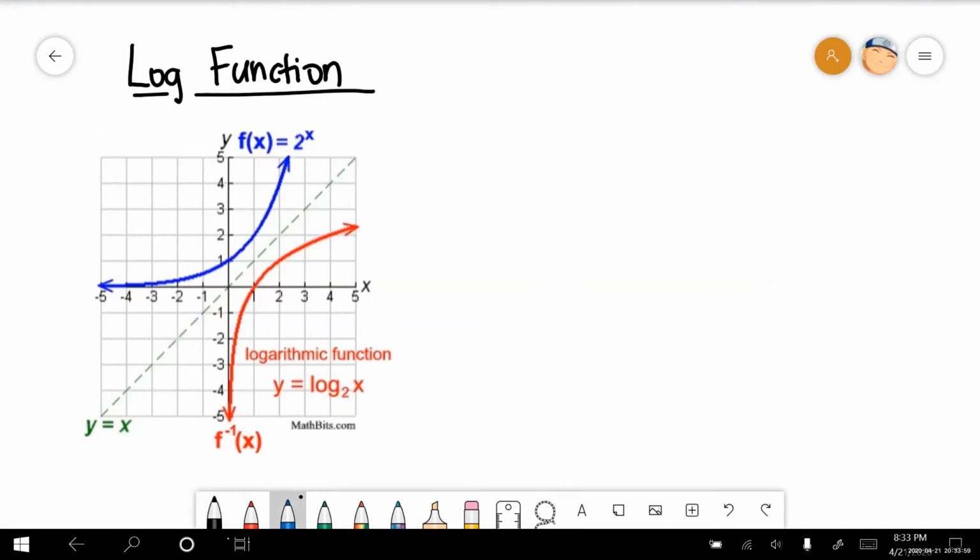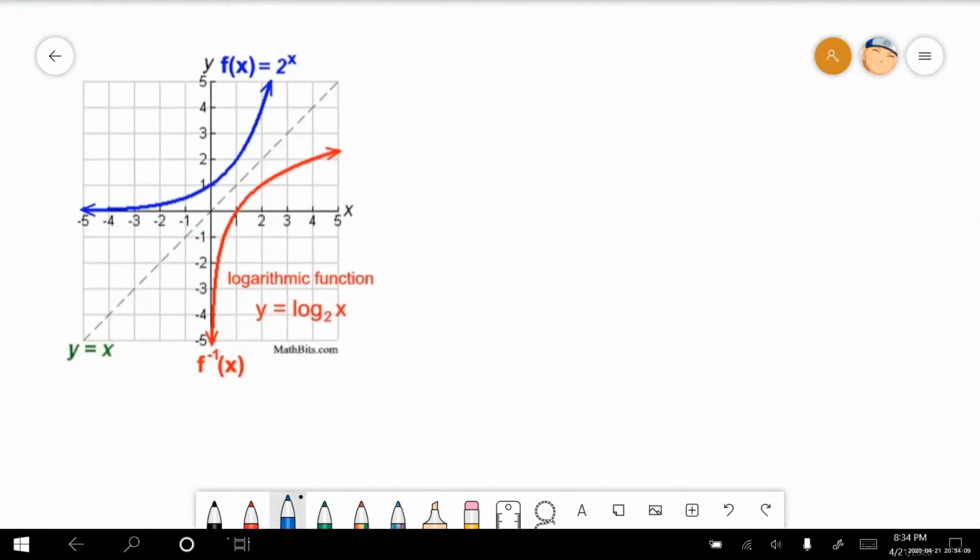So let's stay color coordinated, and before we get into log functions, let's talk about exponential functions. So let me erase this. Let's talk about these individually. So we've got the exponential function.